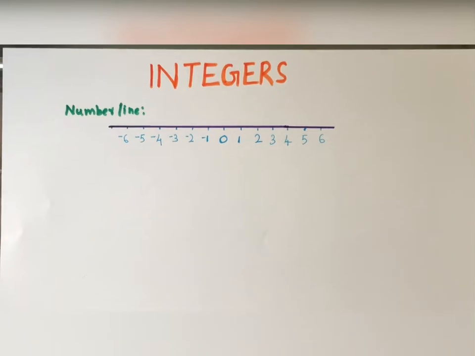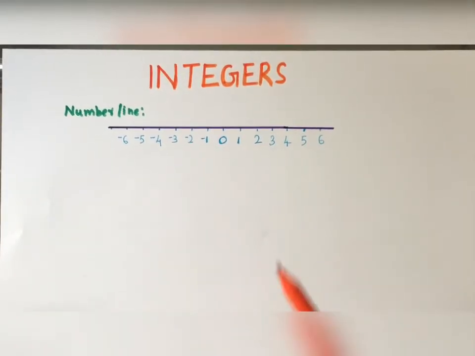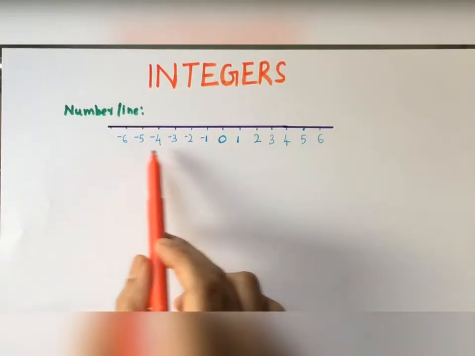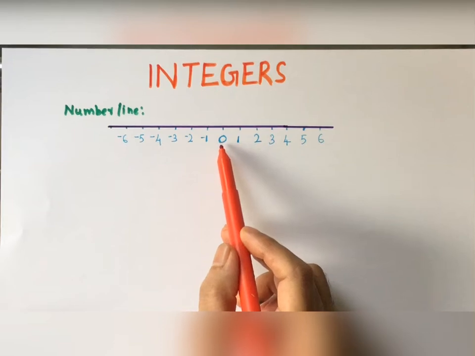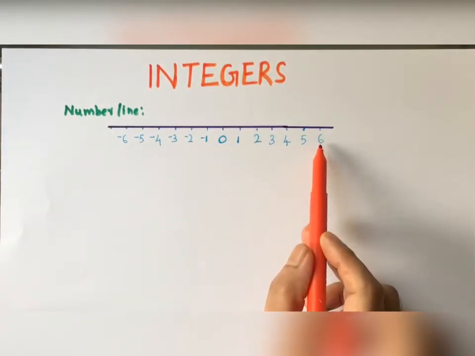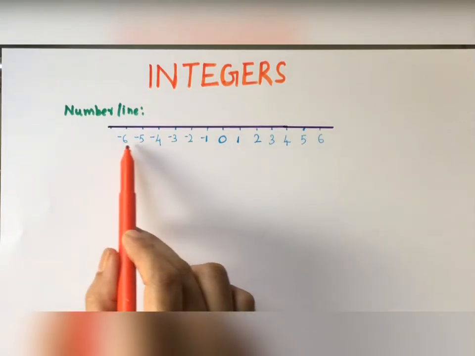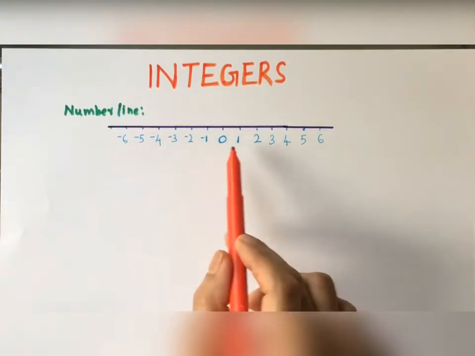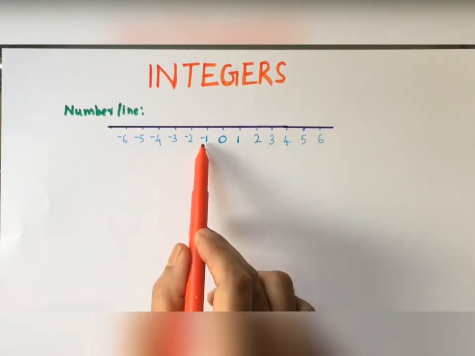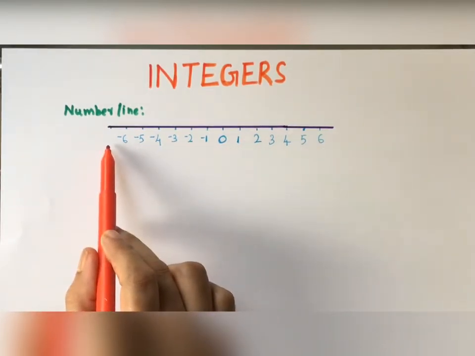Hi children, today we will discuss integers. Integers include 0, positive numbers and negative numbers. 0 is at the center, positive numbers are to the right of the 0 and negative numbers to the left of the 0. All the positive numbers are bigger than 0 and all the negative numbers are less than 0.